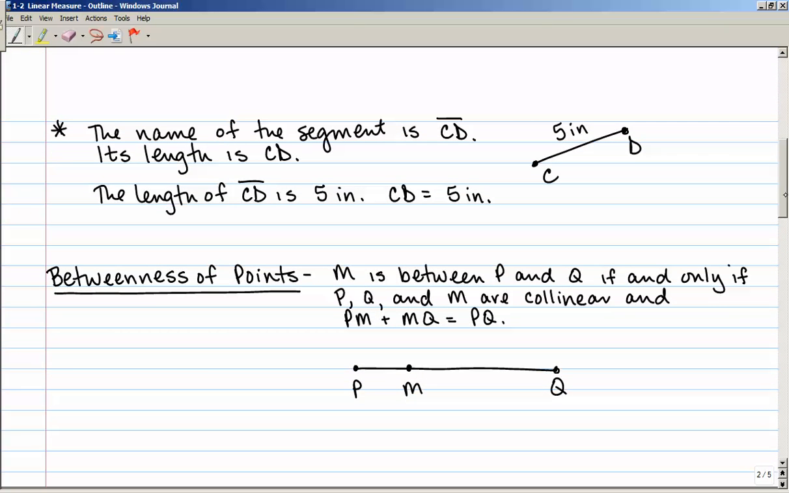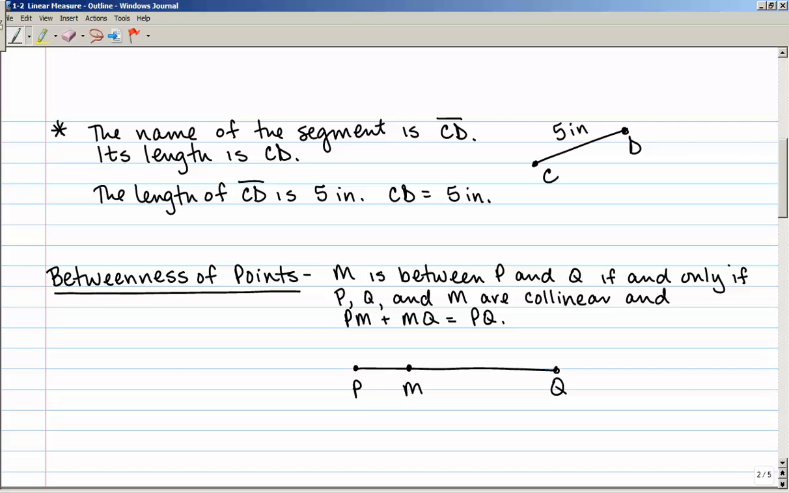So another note on notation. The name of this segment is CD with a line over the top. Its length is CD without a line over the top. And I know that sounds kind of picky, but notation and the way you write things is very important in geometry. So CD with a line over the top is the name of the segment. CD without a line over the top is the length of the segment. So I would have to say the length of CD with a line over the top is 5 inches, or I could write CD without a line over the top equals 5 inches.